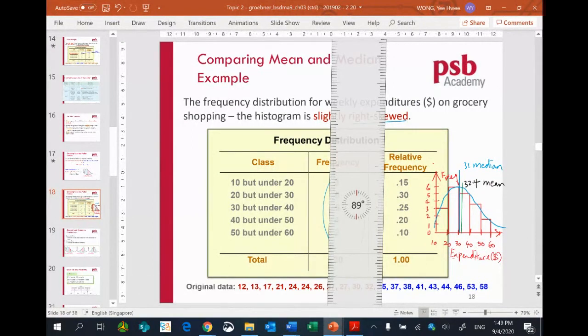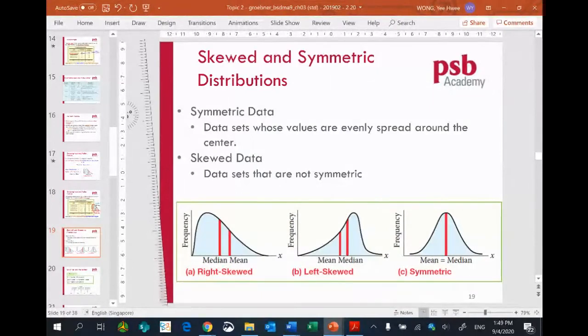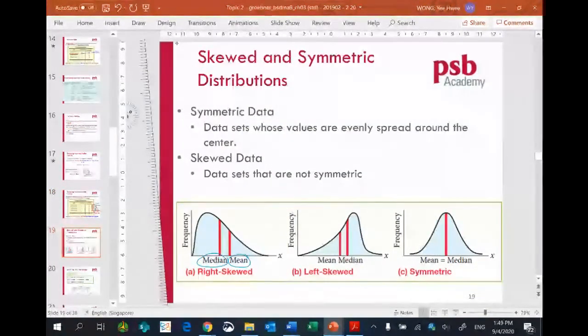So you have a guideline here. If the mean is bigger than the median on the x-axis, don't look at the height, you look at the number on the x-axis, which I show you over here. The mean is 32.4, which is here, and the median is here. Okay, so the mean is slightly bigger than the median. You would expect to see a right skewed graph without you drawing it, you know already.